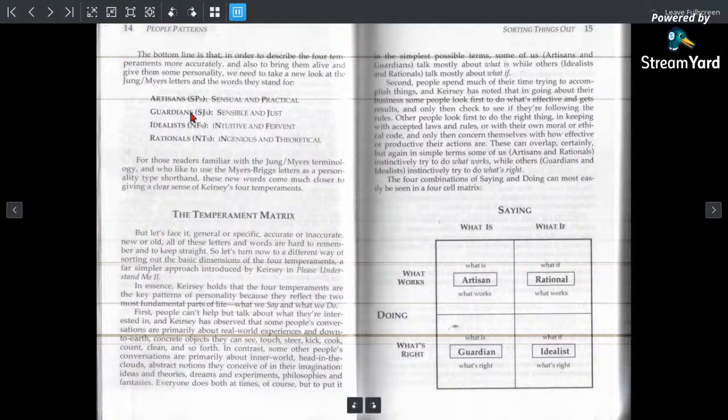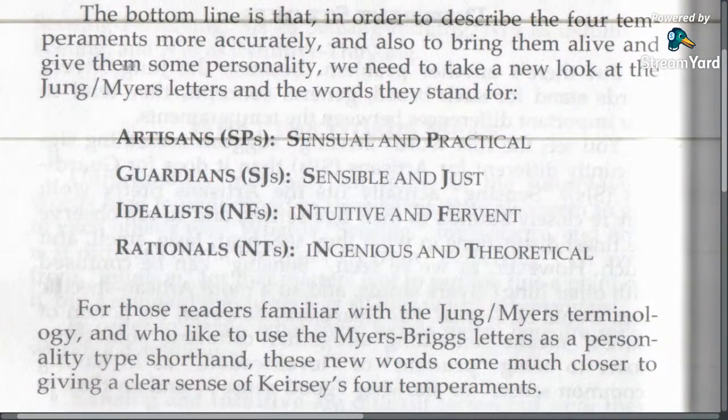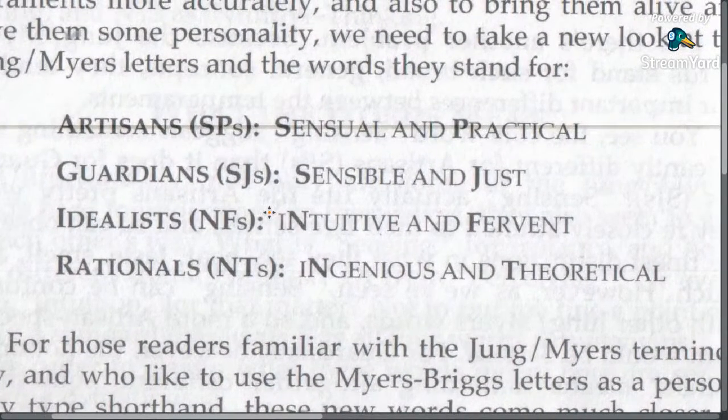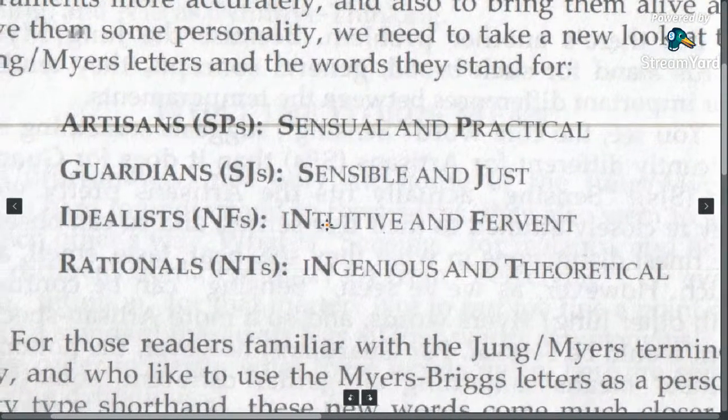Right. What we got here? Apparently he had INFJ preferences. Contender idealist. So this is David West Kersey's son-in-law. So again, ingenious and theoretical and just. Intuitive and fervent.